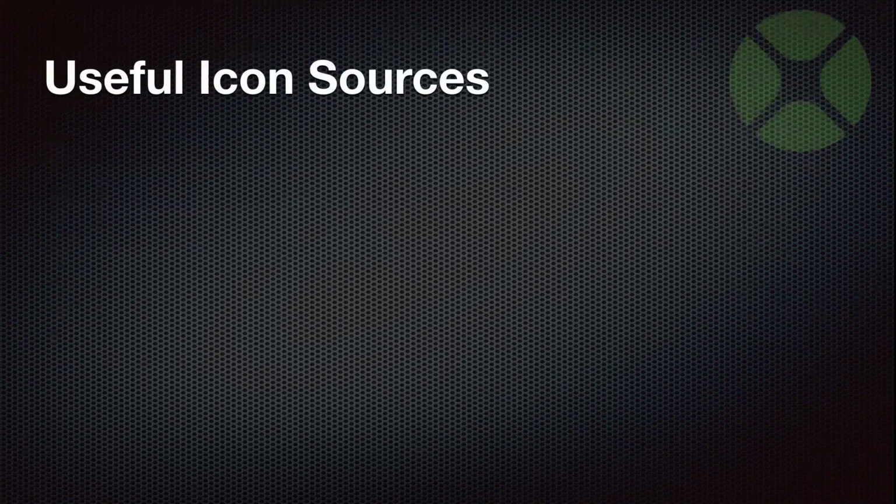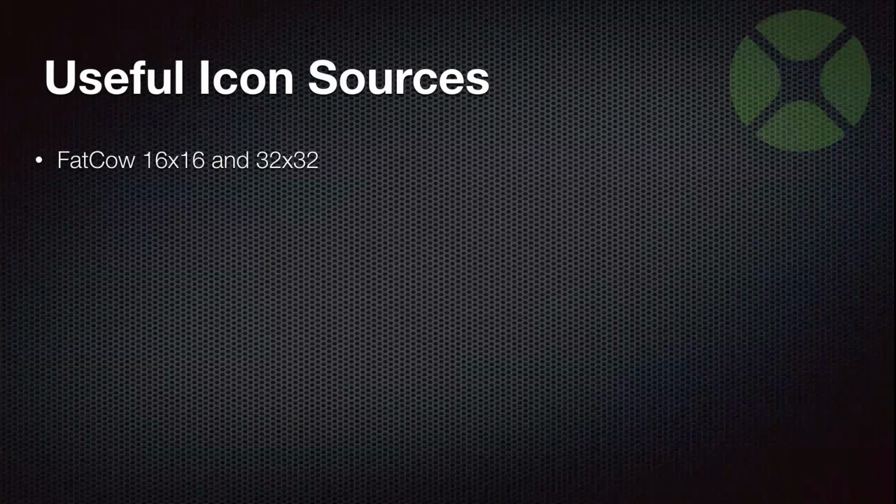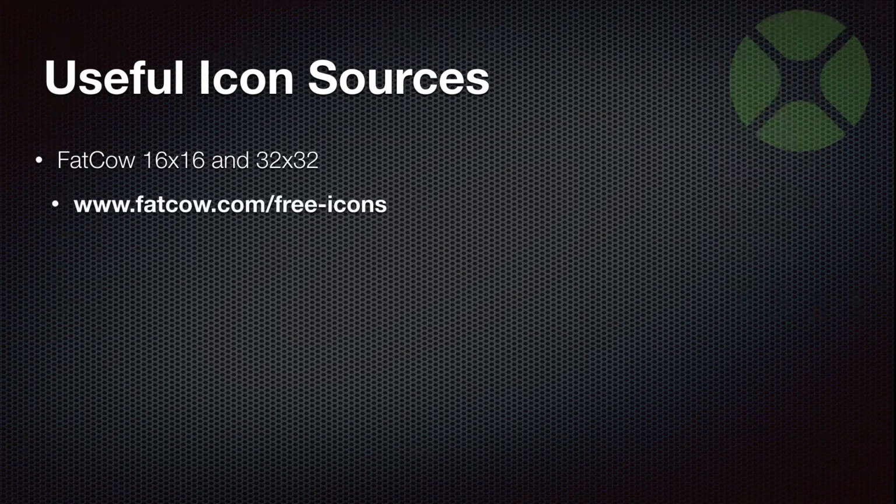I pointed these out in the desktop toolbar video, but here are a few useful places for some icons. Fat Cow has a smaller set as far as size goes. They have both 16 by 16 and 32 by 32 sizes, so that can work for 1x and 2x sizes. They're not quite as big as you might use, but sometimes you want smaller icons. They do have a lot. I think there's almost 4,000 icons in their set. You can grab that from their website.